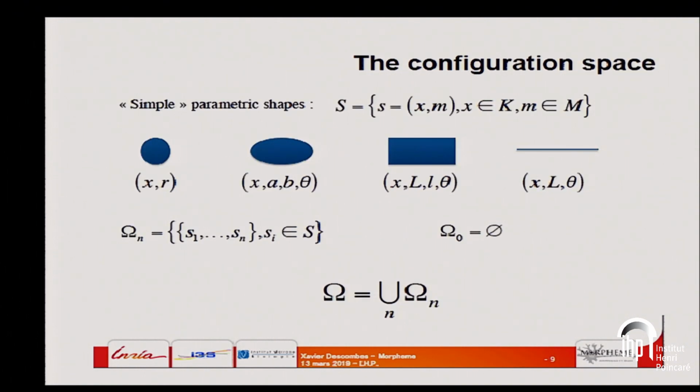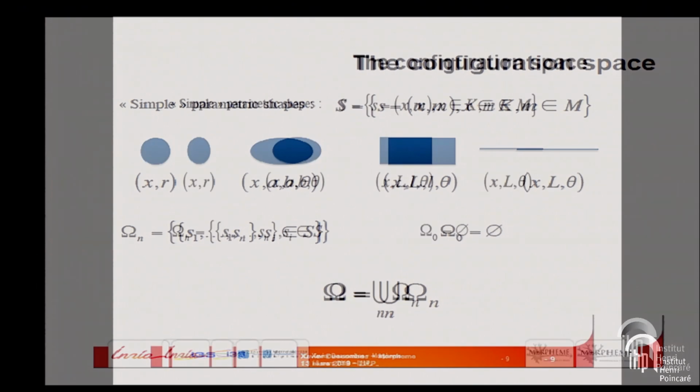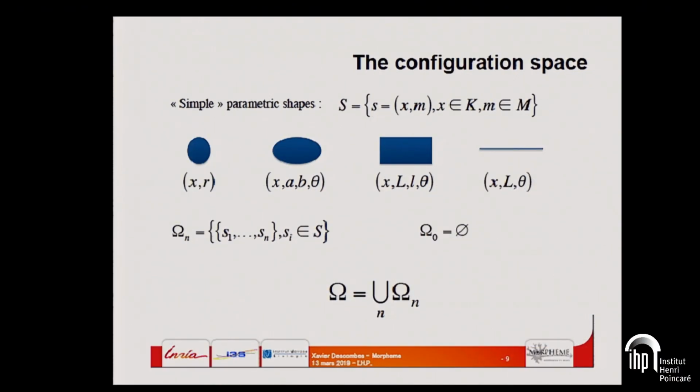Okay, so let's go step by step, and again, in a very practical way, what you have to solve when you want to use this kind of model. The first thing you have to solve is to define what your configuration space is. So to define first what your shape space is. So here are some simple examples.